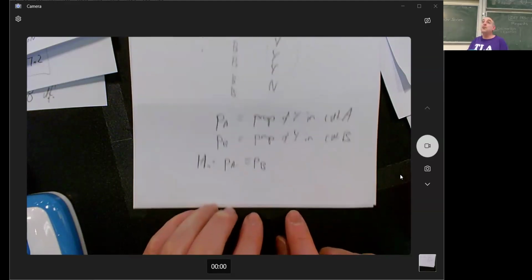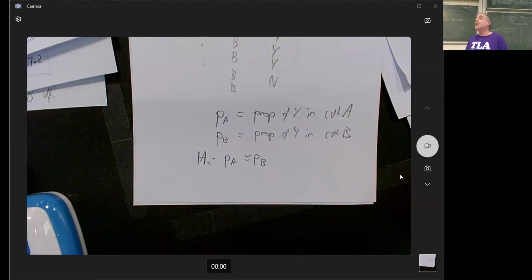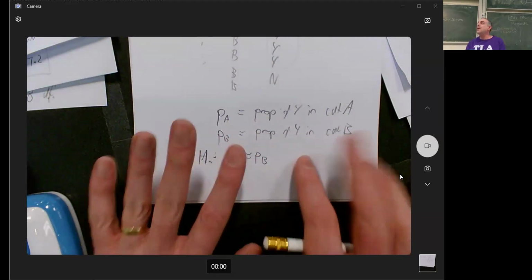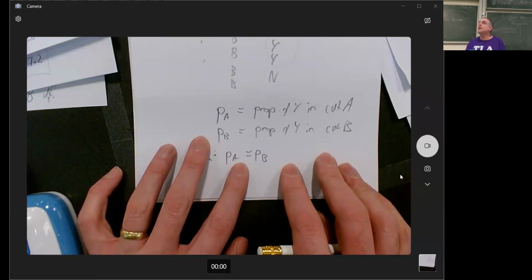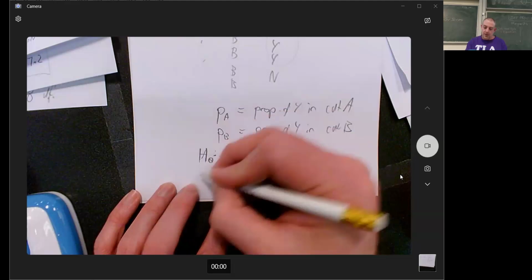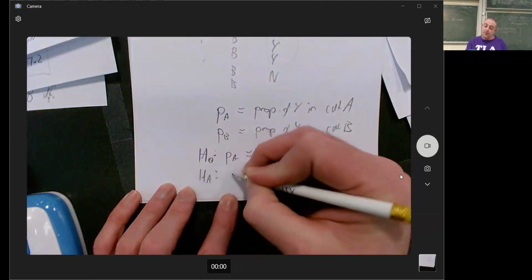They answer the same question. They actually get the same p-value. It's quite remarkable. But when you read the question, if they tell you percentages, then they're thinking about this. That's H0, and HA is that they are not the same.